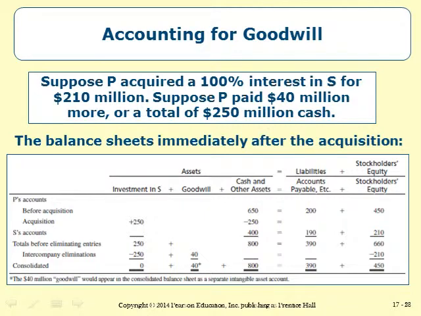So let's suppose that P acquired a 100% interest in S for $210 million. Suppose P paid $40 million more, or a total of $250 million in cash. The $40 million, the difference between the $210 million and the $250 million paid, would appear in the consolidated balance sheet as a separate intangible asset account. It often is the final item in a listing of assets, and we can see it here under the assets where we have investment in S. The next column we will see is goodwill, and then that is netted against the investment in S.